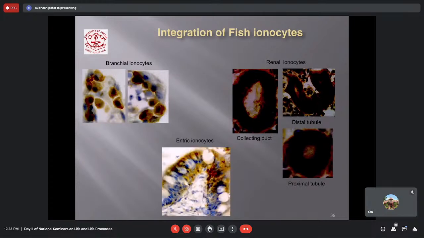So here a great amount of integration happens between the ionocytes scattered in the different body parts. If you are looking only at the liver, brain, or the branchial ionocytes, it may have a different response. If you are not looking at the renal or the other parts, it is incomplete. So systemic ion transport is very important, and we need an integrative approach to address the issues. That is why we have done a lot of work on this type of integration.